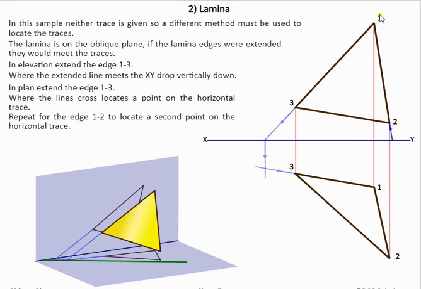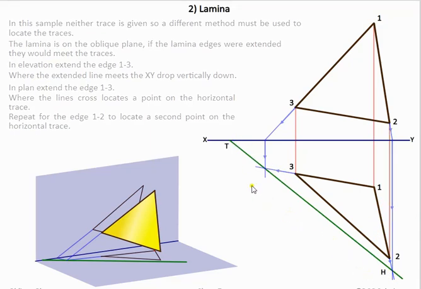Now what we need to do is do the same for one of the other edges here. So we extend on this edge here. So this edge here is extended on, brought down, and then if it's extended on in one view, it has to be extended on in both views. So we extend it on here. This gives us another point, and that's how we establish our horizontal trace.